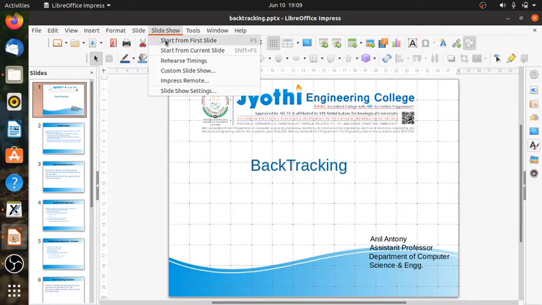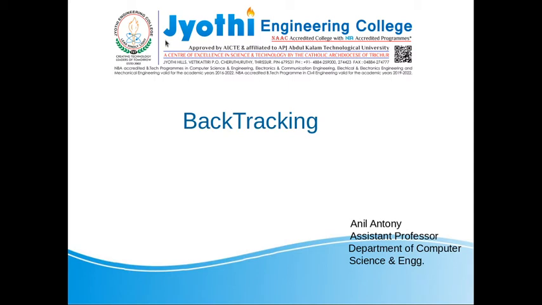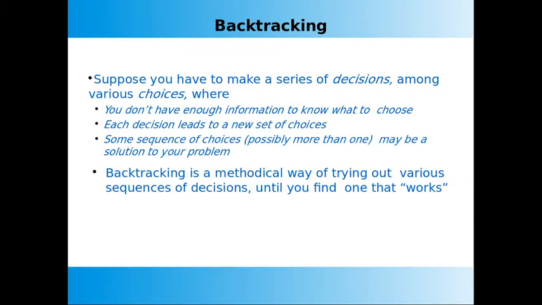Here I am going to discuss the topic backtracking. Backtracking is a design technique used in algorithms to solve some types of computational problems. Where is backtracking used? Suppose you have to make a series of decisions among various choices where you don't have enough information to know what to choose. Each decision leads to a new set of choices. Some sequence of choices may result in the solution of your problem.